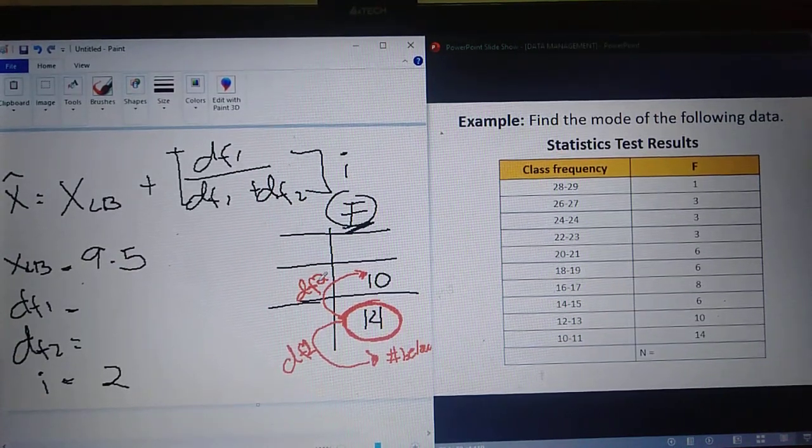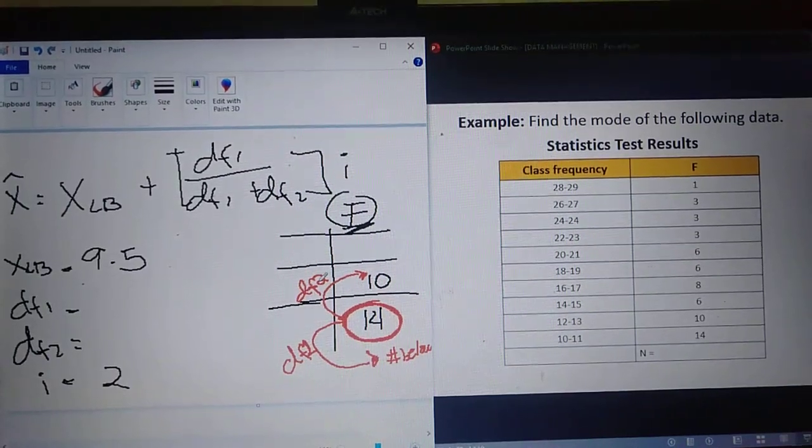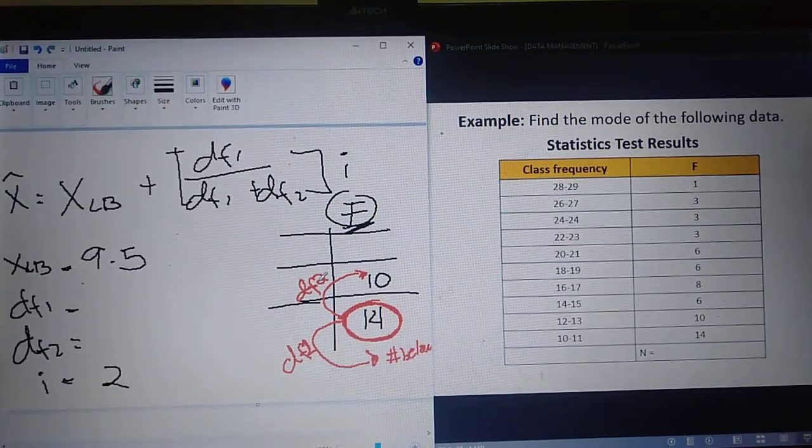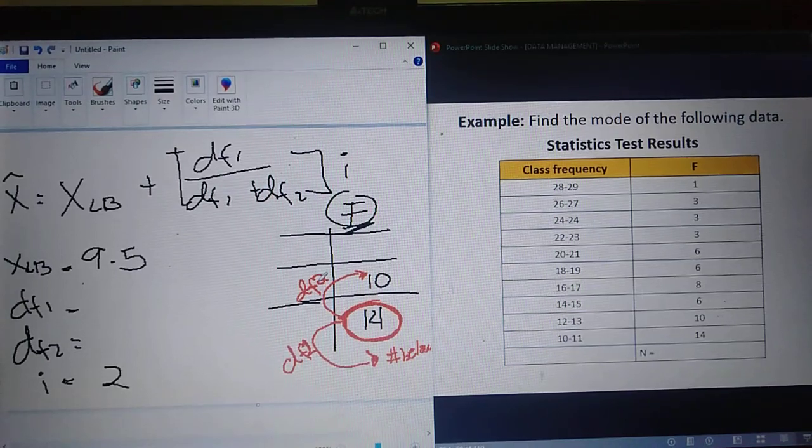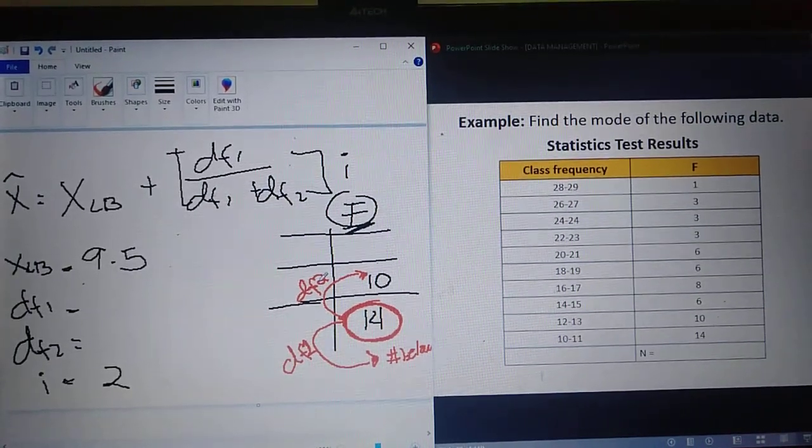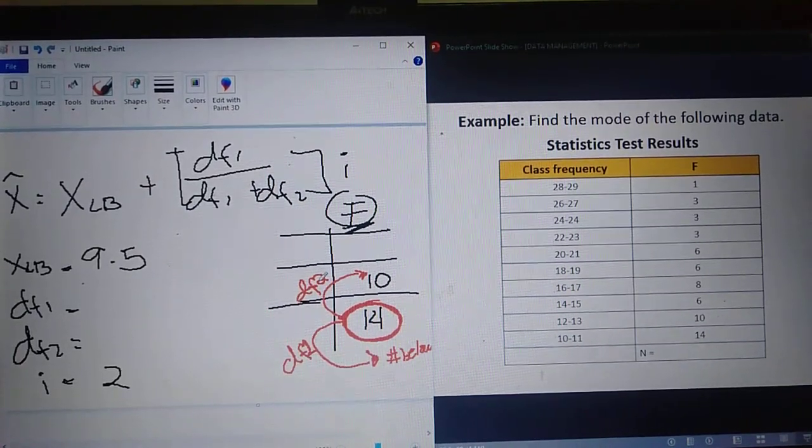As you can see, walang number sa baba ng 14, so automatic 0. Hindi pwede naman 14 minus none. So it must be 14 minus 0. Pero pag may number sa baba niya, i-minus mo yung number sa baba niya. Pero pag wala, automatic 0. Okay? Ang df1 ay focus tayo sa pinakamataas na frequency, i-subtract mo yung number below. Number above.